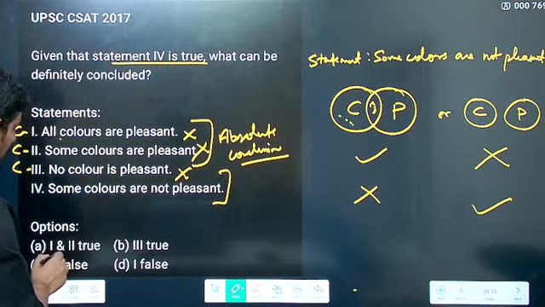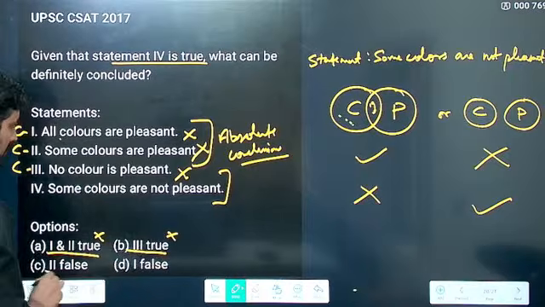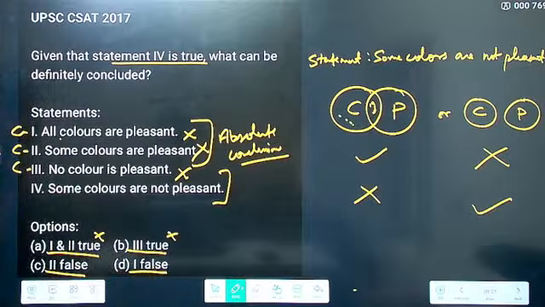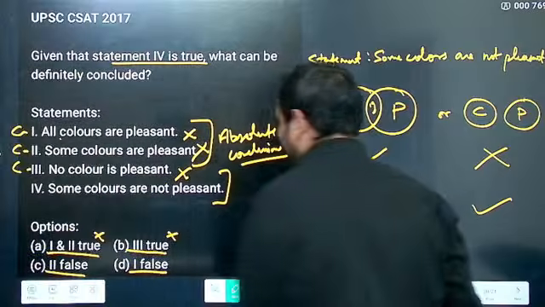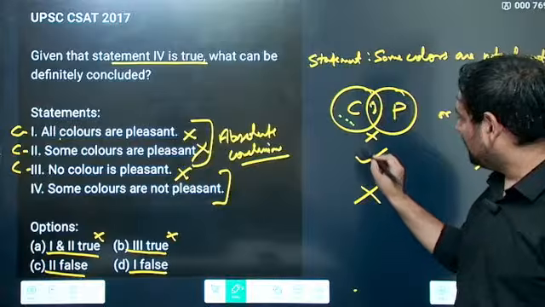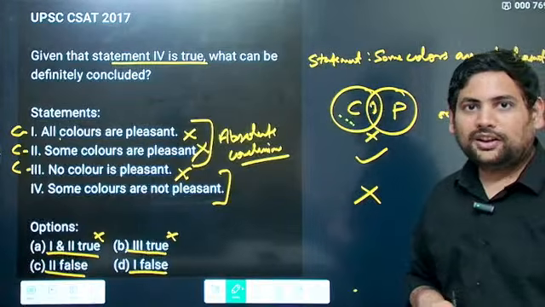first thing, 1 and 2 are true, wrong. 3 is true, wrong. 2 is false, okay, or 1 is false. Now here comes the twist. Now you look for statement 1. Statement 1 says all colors are pleasant. Is it wrong here? Yes. All colors are pleasant. Is it wrong here? Yes.